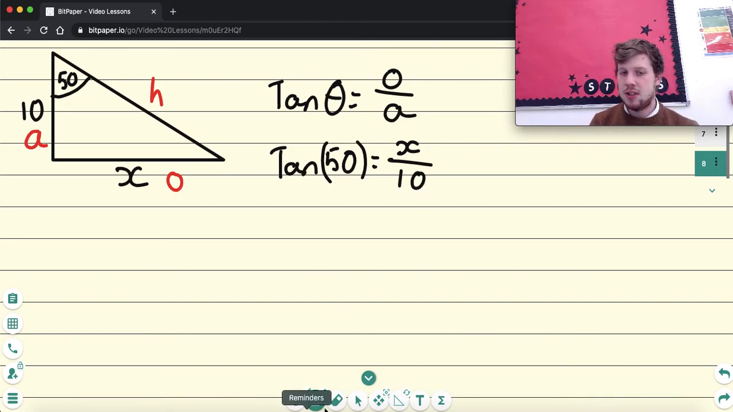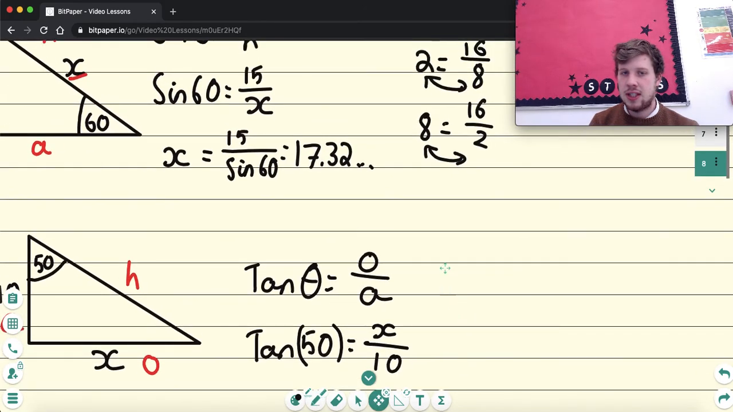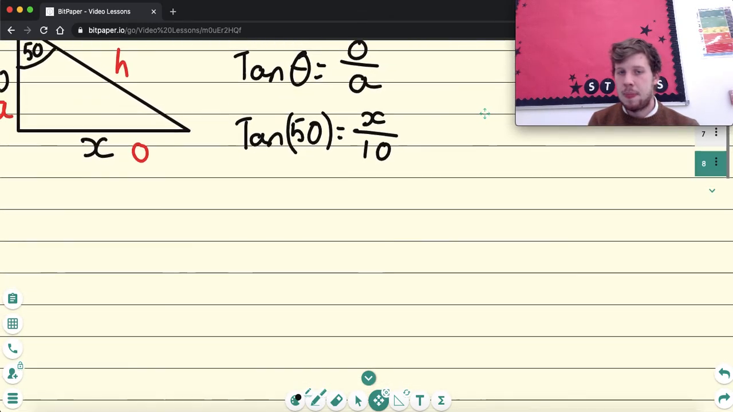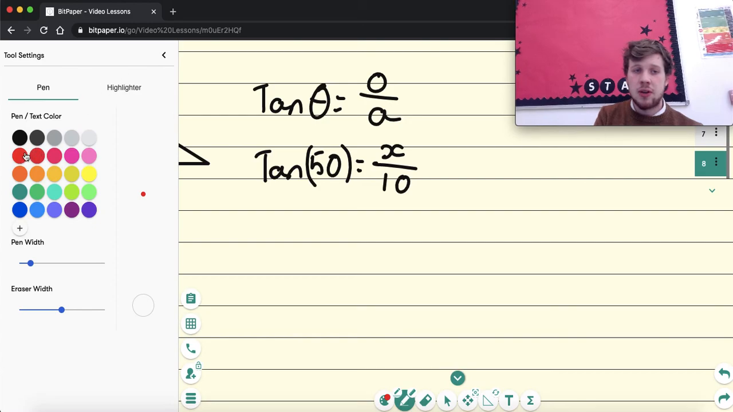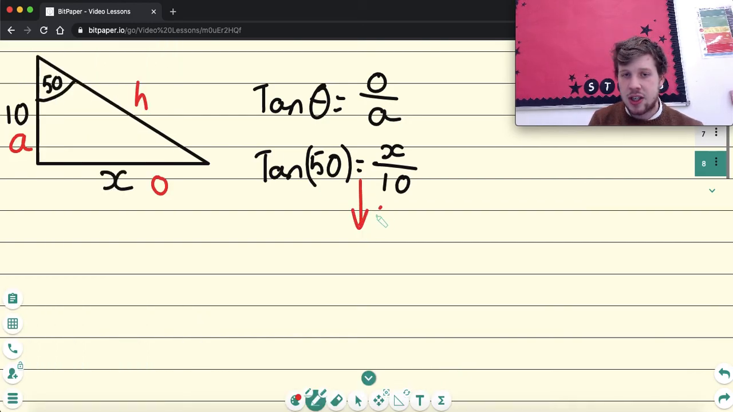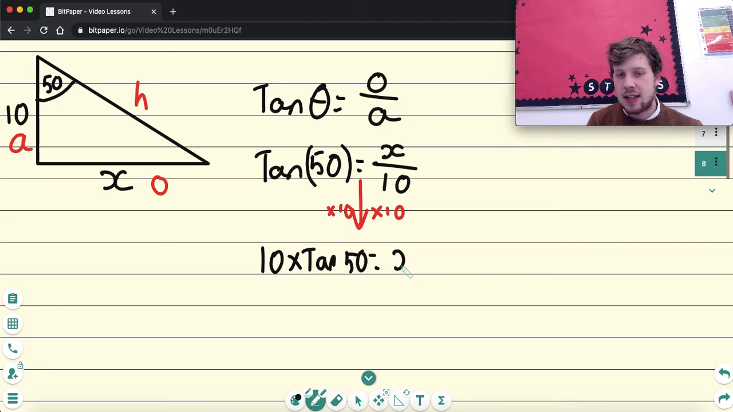And again, I've got the same scenario as I had in my previous example with sine. I have some value of sine, or tan, is equal to some fraction. But this time, we should note that my missing value, my variable, what I'm trying to find, that x, is on the numerator of a fraction. So therefore, what's happening to x is I'm being divided by 10. To counteract that, I'm going to multiply both sides by 10. So therefore, I end up with 10 lots of tan 50, and that's going to give me a value of x.